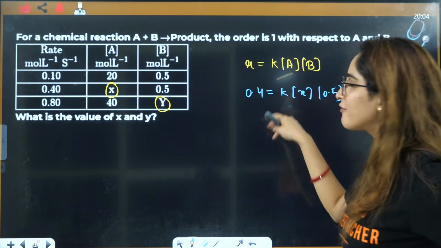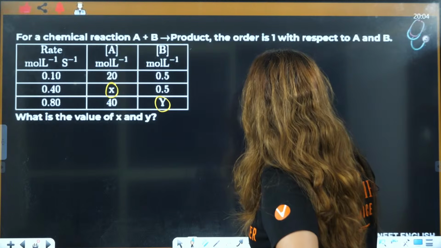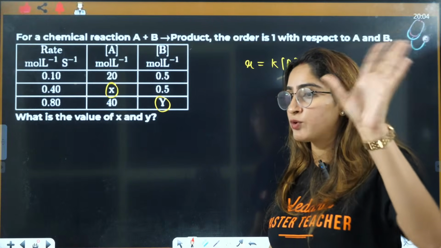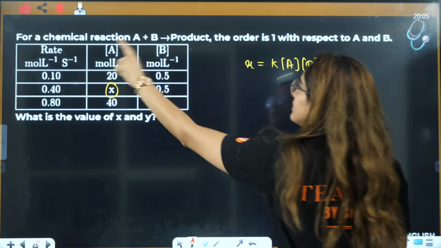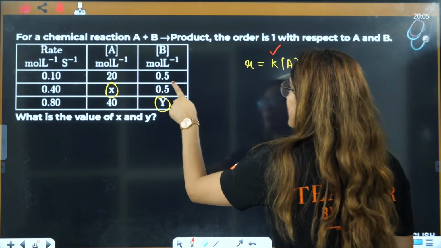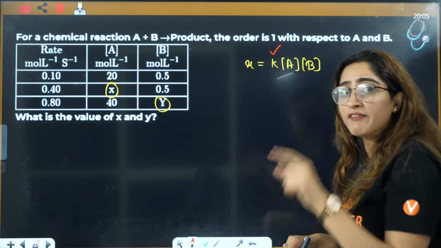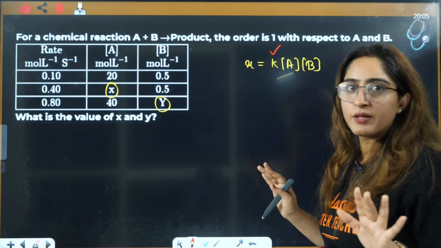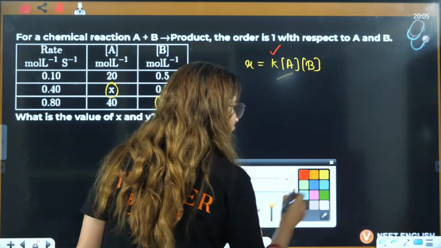Now, instead of solving it, usually what students do, firstly, I'll tell you the traditional method. That is a very lengthy method. You should know that, but I would not advise you to do it in the exam. Firstly, you should put the value of A and B here, then rate here, then solve the value of rate constant. Then in the second experiment, you will put the value of rate, the value of A as X, the value of B as 0.5, then you will calculate the value of X. Then in the same way, you will calculate the value of Y here. But that I will never advise you, right? Okay, so what you should do here, let's see.